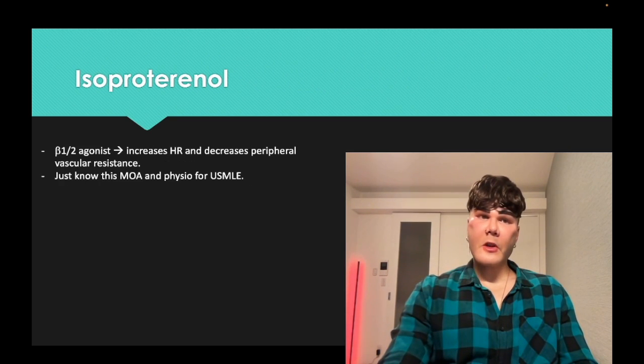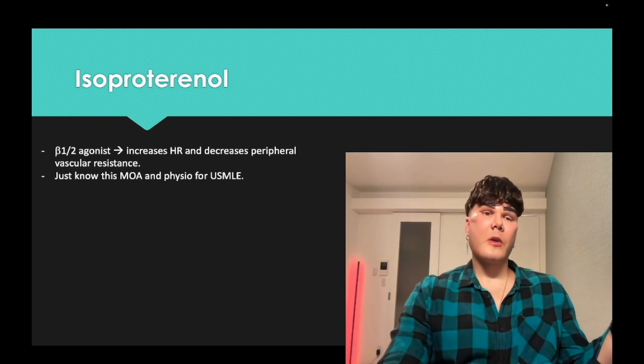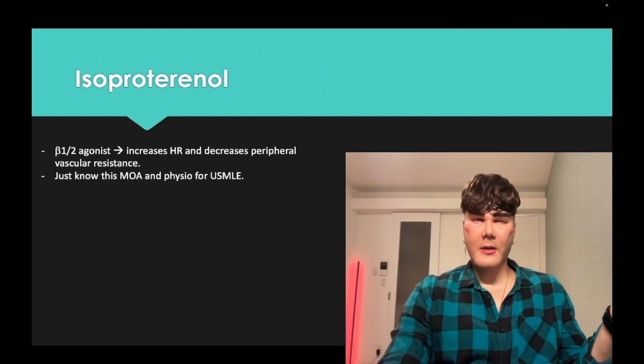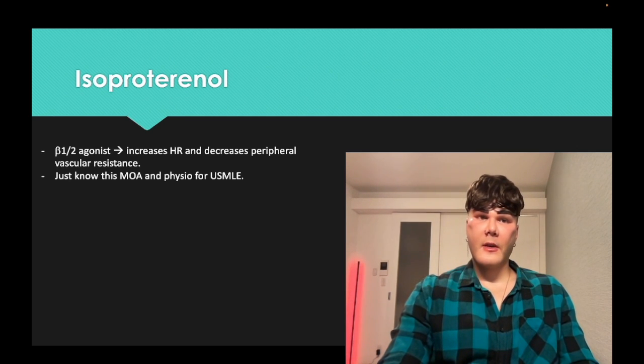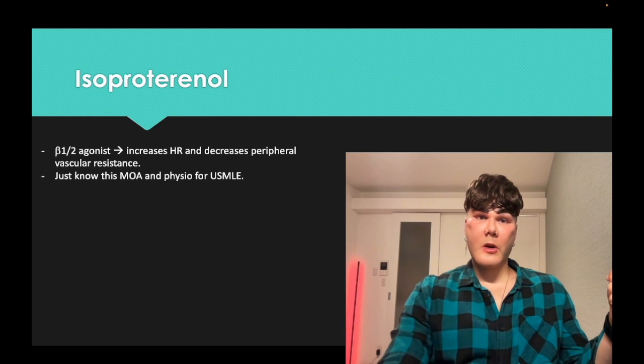Isoproterenol. This drug is similar to dobutamine in the sense that USMLE wants you to know the mechanism of action. So we said dobutamine was a beta-1 agonist. Well, you say, oh, isoproterenol, what's that? You just say that's a beta-1/2 agonist. Okay, so if it's a beta-1 agonist, it's going to increase heart rate. And if it's a beta-2 agonist, it would also dilate peripheral arterioles, decreasing resistance.